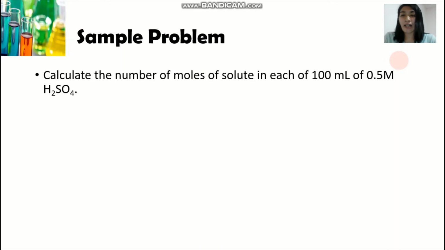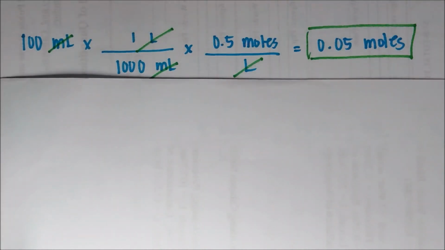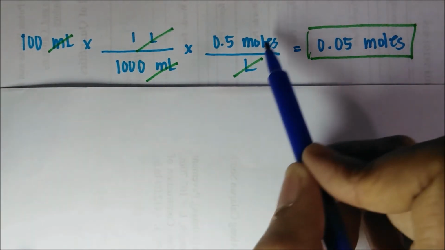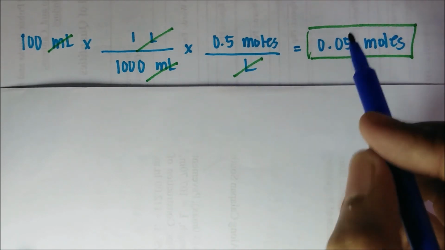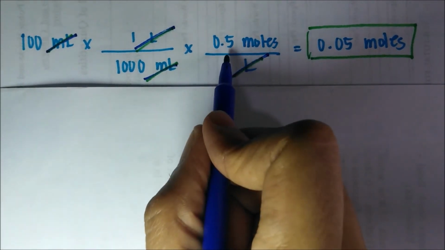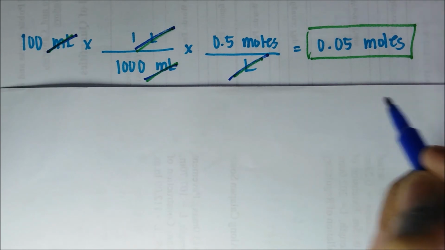Next problem: we calculate the number of moles of solute in 100 mL of 0.5 moles per liter sulfuric acid. In the problem, we are asked to get the number of moles of solute in 100 milliliters of 0.5 moles per liter sulfuric acid. So we write our values. We start with the 100 milliliter solution, you convert that, then you multiply that by your 0.5 moles per liter. So you cancel your units to arrive at moles. The final answer would be 0.05 moles.